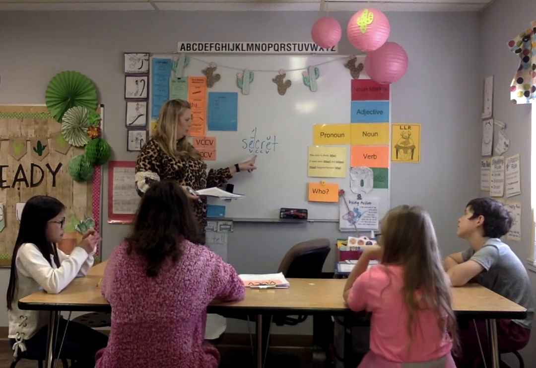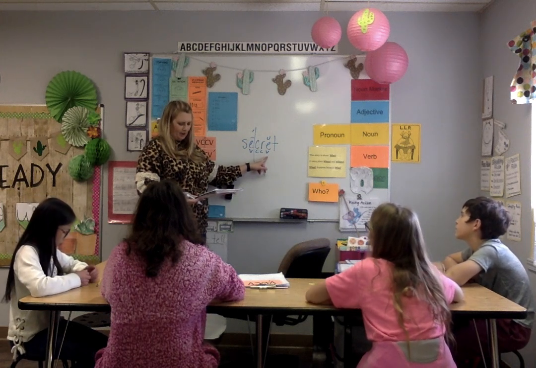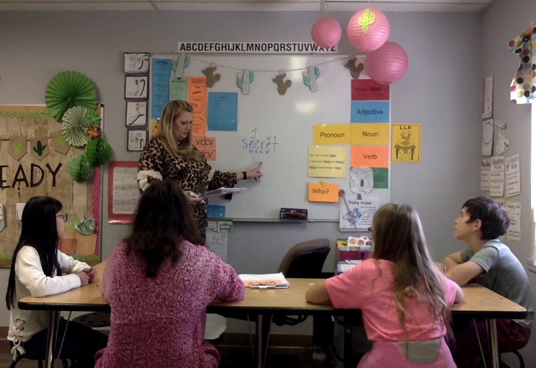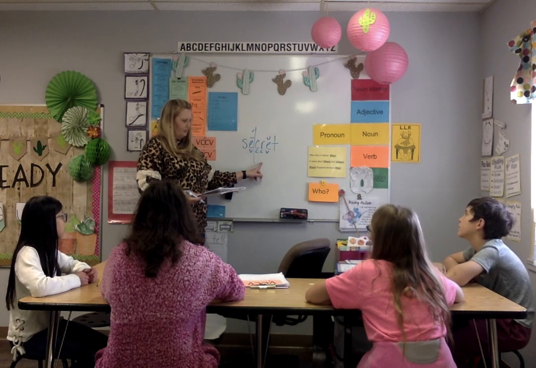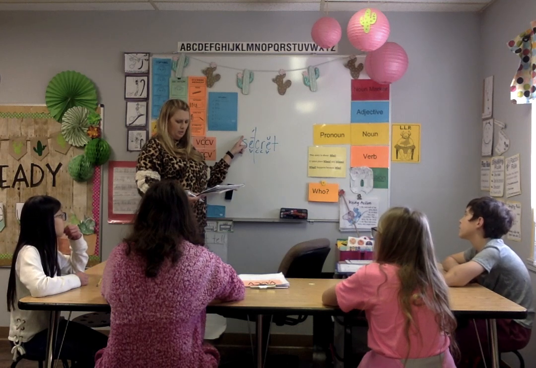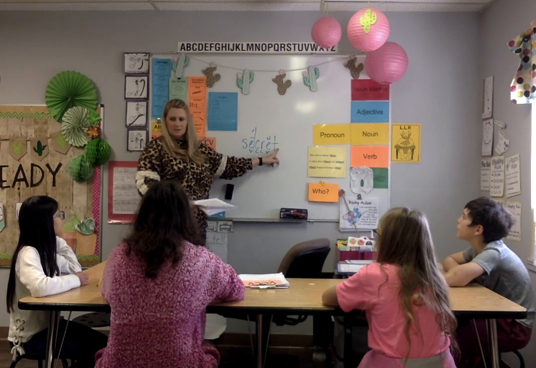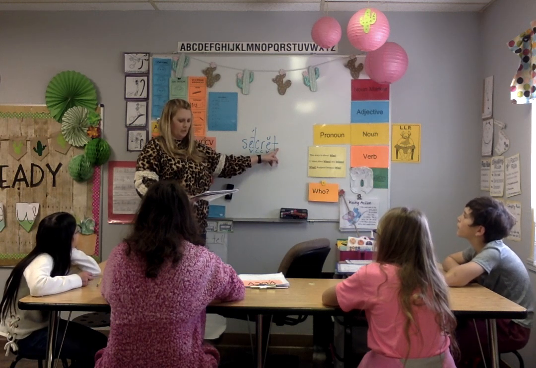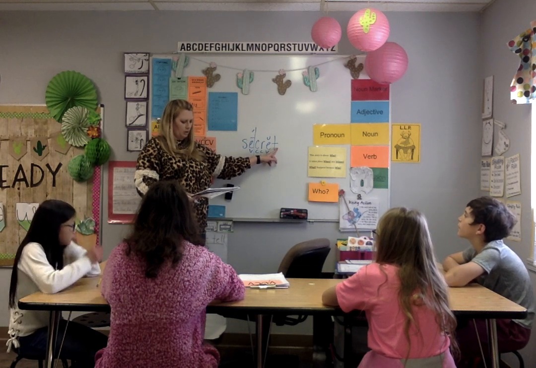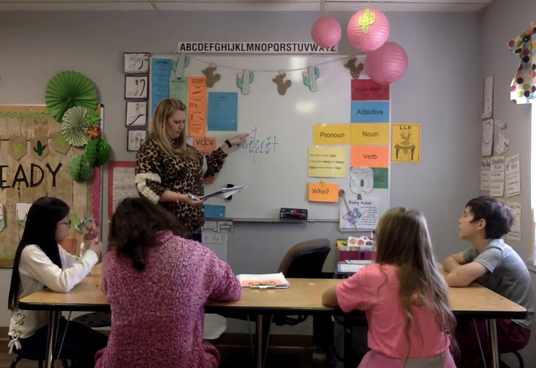Words with the vowel, consonant, vowel pattern usually divide between the two consonants. Accent the first syllable and read. If that does not work, we're going to accent the second syllable. If that does not work, another choice for division is before the consonants, accenting that first syllable.